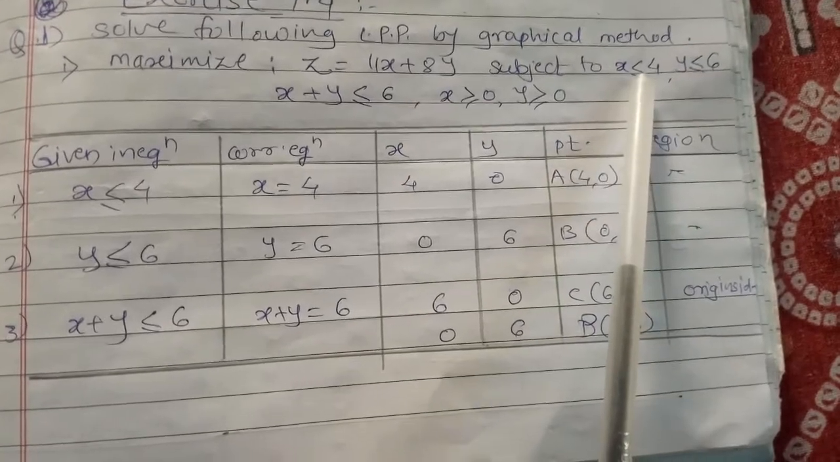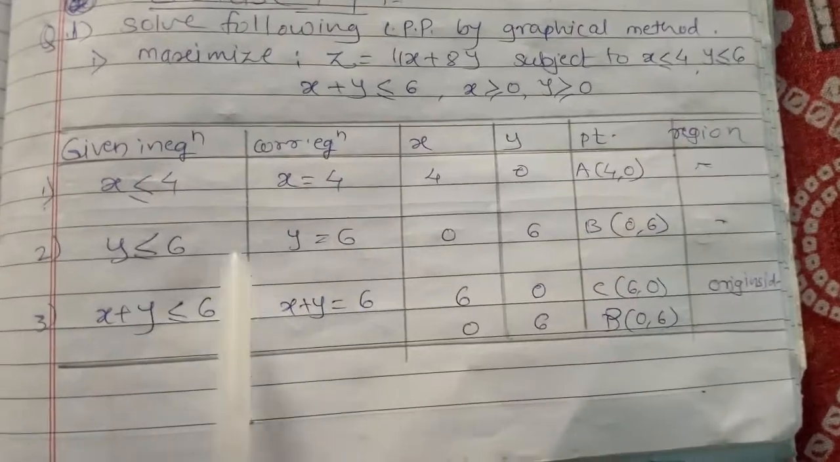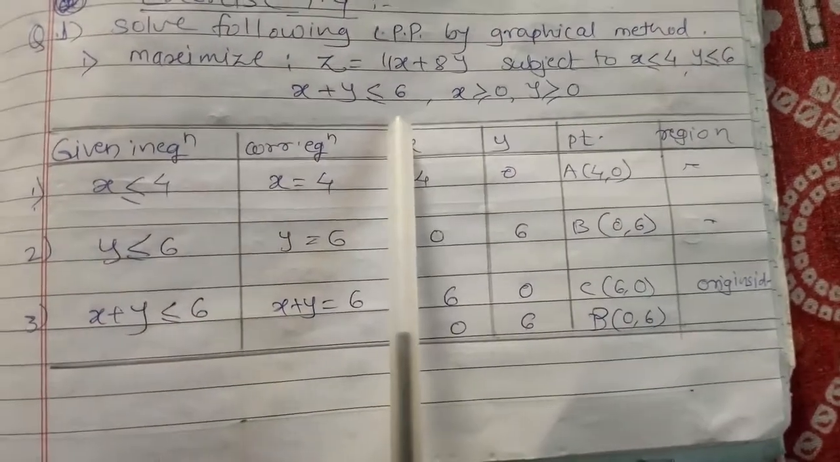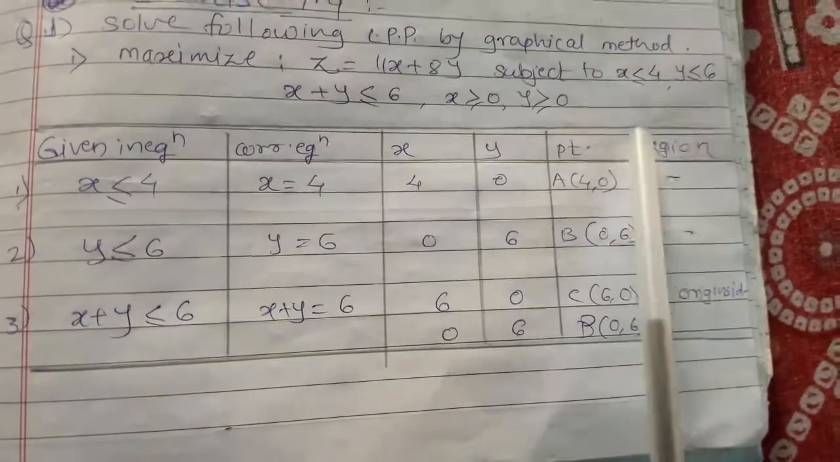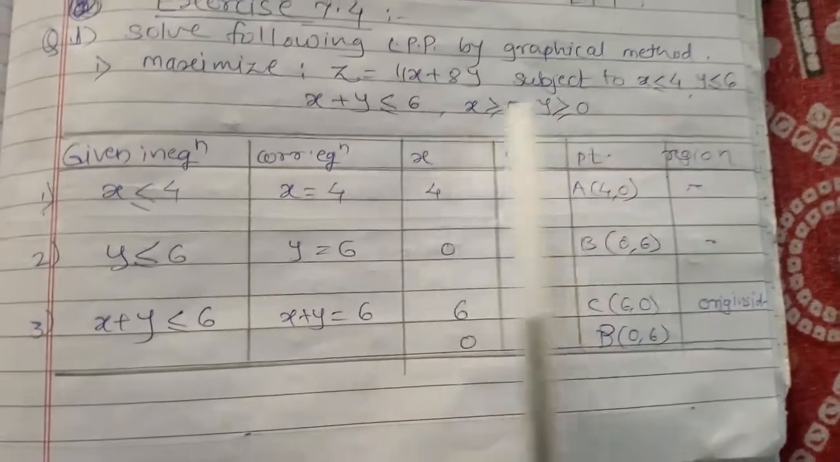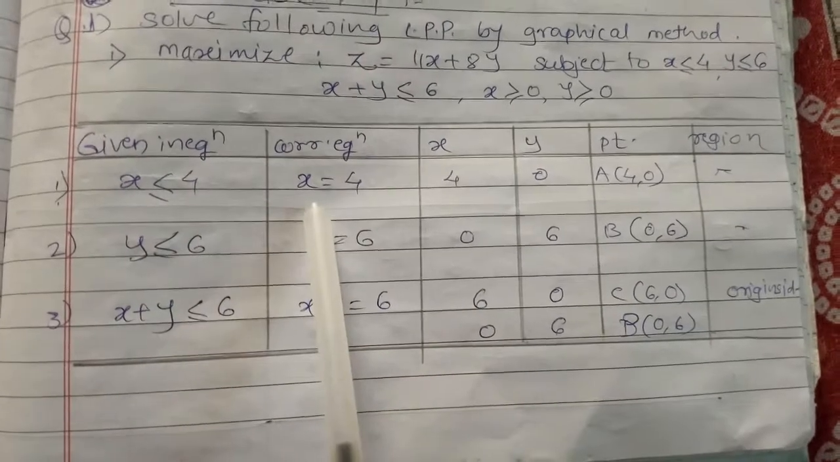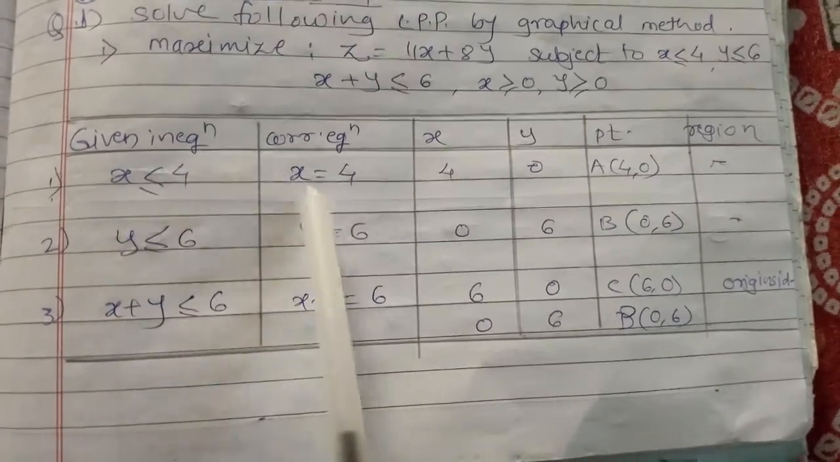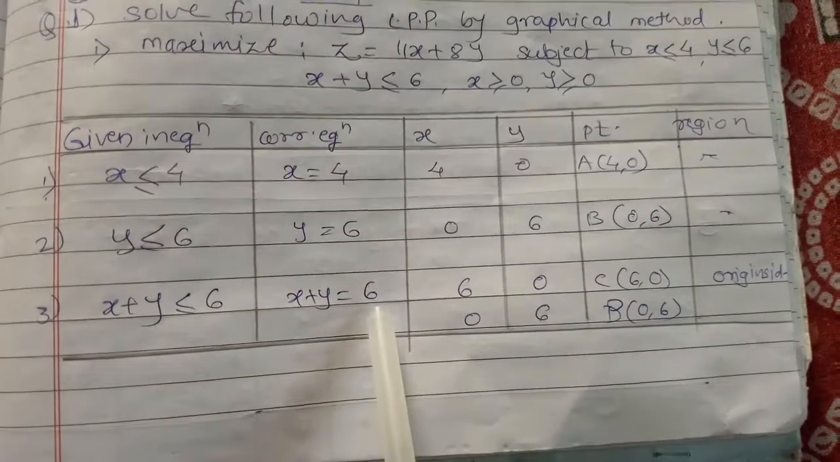So first one is x less than or equal to 4. Second one is y less than or equal to 6. And the third equation given is x plus y less than or equal to 6. So listen carefully, you have to start from the equations after the subject to. So we have to convert these inequations into the corresponding equations: x equals 4, y equals 6 and x plus y equals 6.